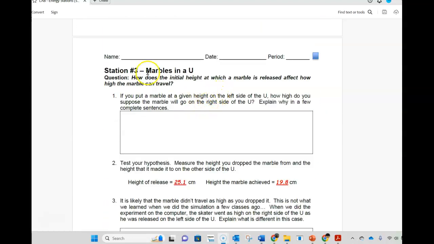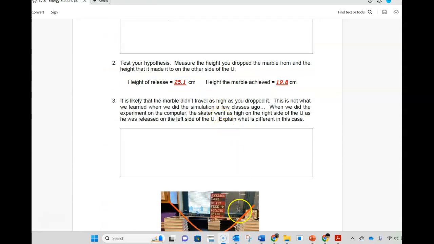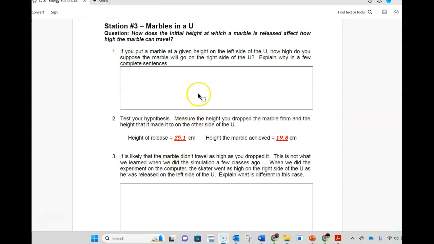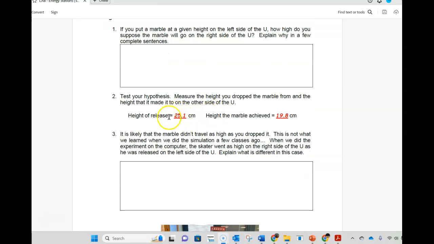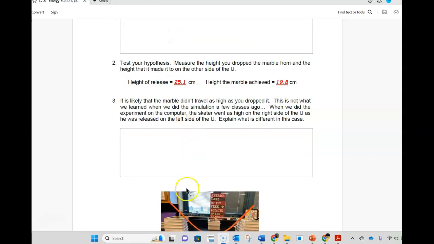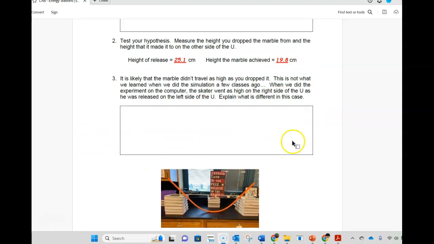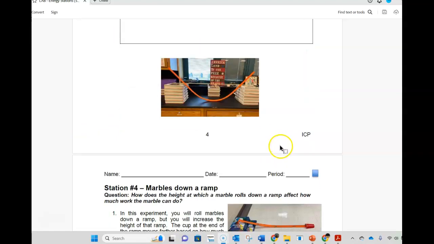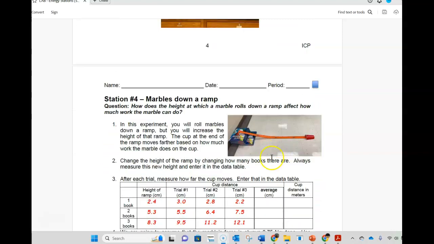For the marble in the U, down here is a picture of what it would look like. Essentially you're answering questions thinking of what you know about energy, kinetic and potential. If I start the marble at this height, from this end, and then it rolls down and reaches the height of here, you are just going to explain what happened in terms of its energy. Your opinions, again, based off of the knowledge that you know.